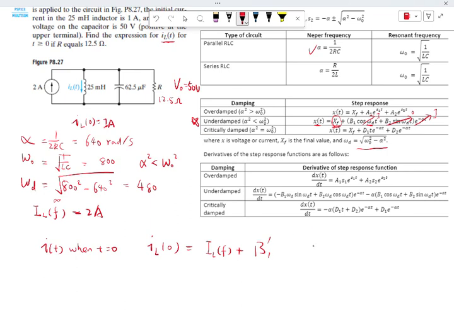Okay, so what's the initial value for the current? It has been given. So this equation just becomes 1 amp equals 2 amp plus B1 naught. So B1 naught just equals -1. Okay, no drama. And there is a B2 there, so we need to borrow this one to do that.